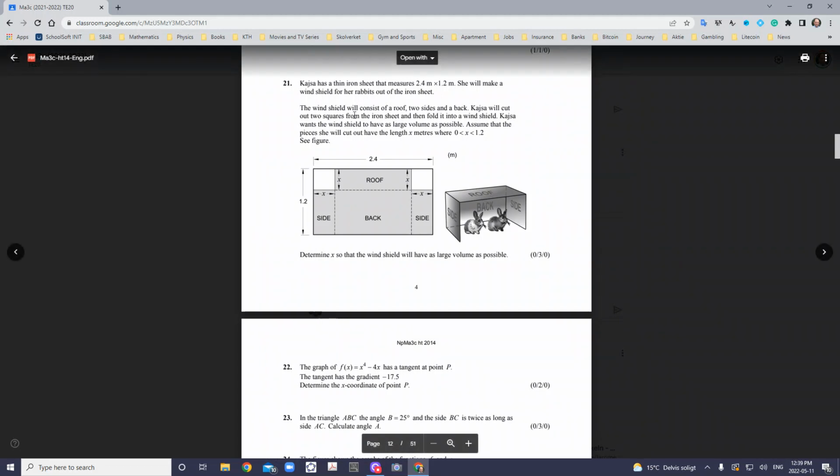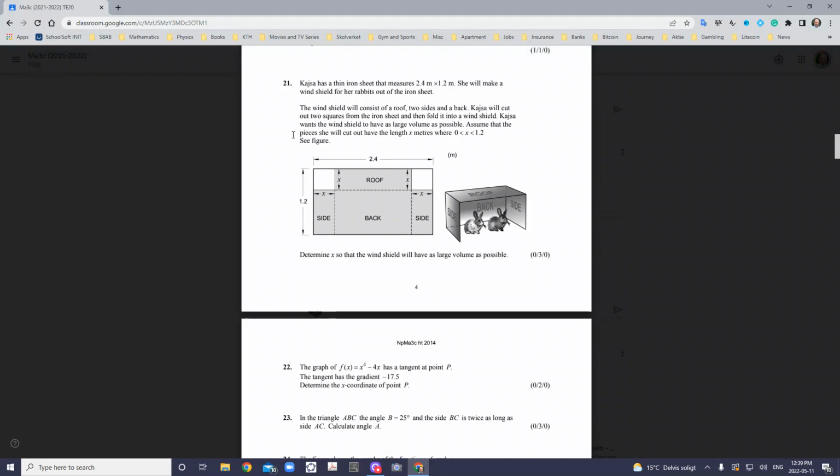So the wind shield will consist of a roof, 2 sides and a back. Kaisa will cut out 2 squares from the iron sheet and then fold it into a wind shield. Kaisa wants the wind shield to have as large a volume as possible. Assume that the pieces she will cut out have the length x meters, where x is somewhere between 0 and 1.2. See the following figure. Determine x so that the wind shield will have as large a volume as possible.